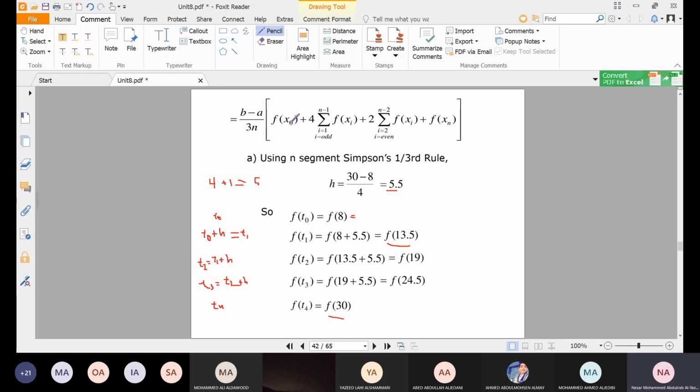Then we split them into odd and even numbers. This one is even, and these two are odd. We compute them. After that, we take the sum of the odd values multiplied by 4, and the value of the even multiplied by 2.